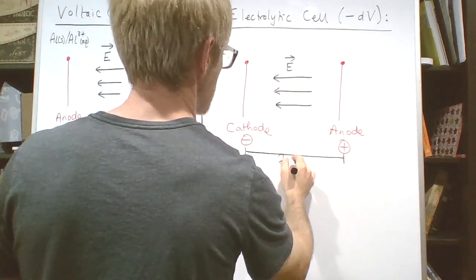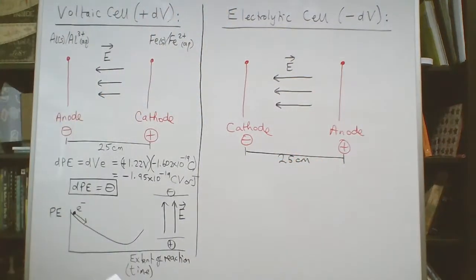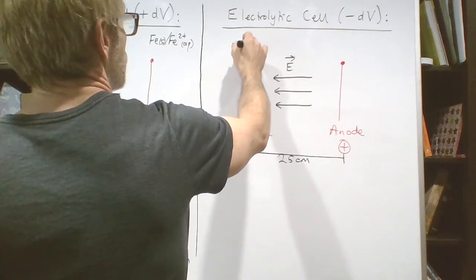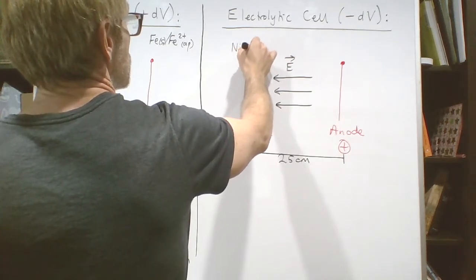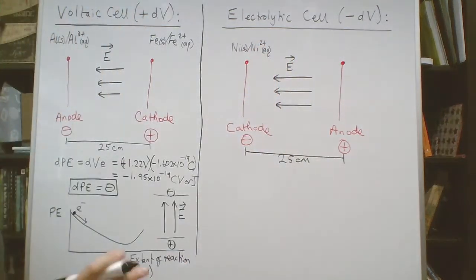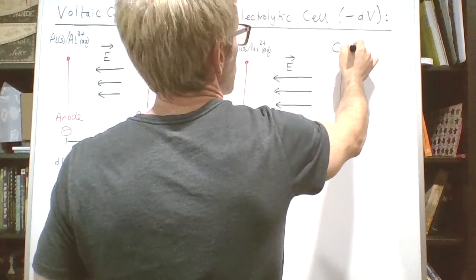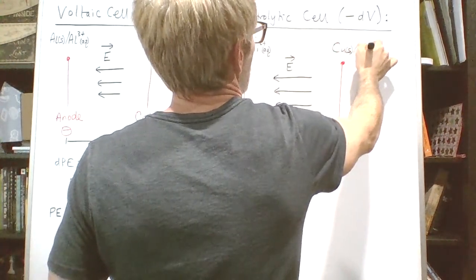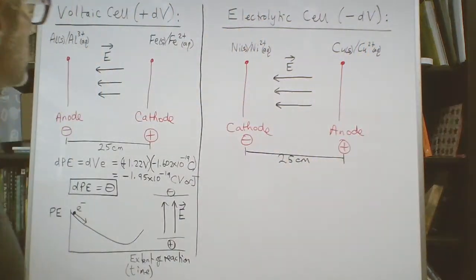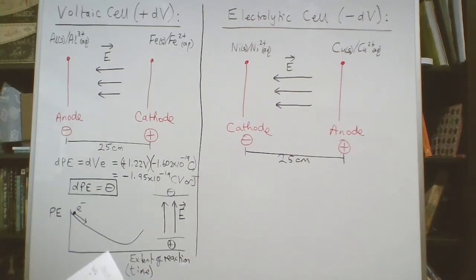We'll have 25 centimeter separation. The exact chemicals used previously were nickel and nickel 2+. So we have nickel solid and nickel 2+. These chemicals would generate an electrolytic cell, and copper. So we can have copper solid and copper 2+. So again, these materials would allow us to actually quantify the change in potential energy.